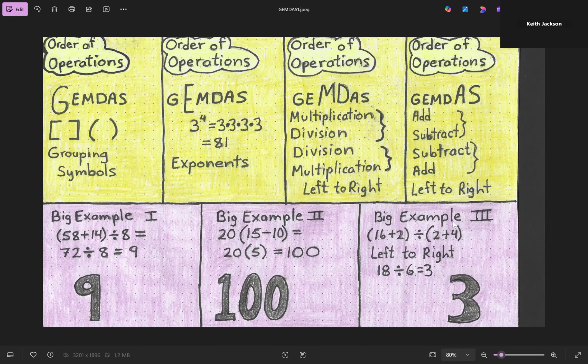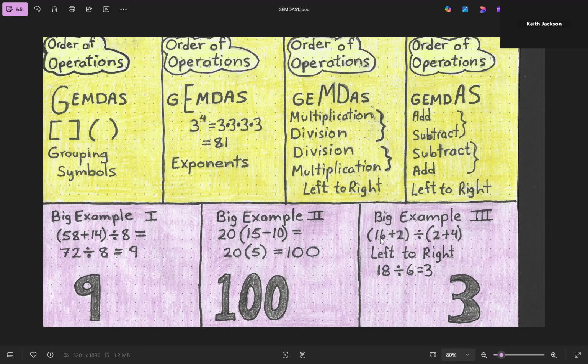And then finally, for big example 3, guess what? We have 2 sets of parentheses right here. Which one do we do first? Well, the safe way to go about solving a problem such as this is to go from left to right. So let's do the parentheses on the left-hand side of this equation first, and then we'll do the parentheses on the right-hand side of the equation second.